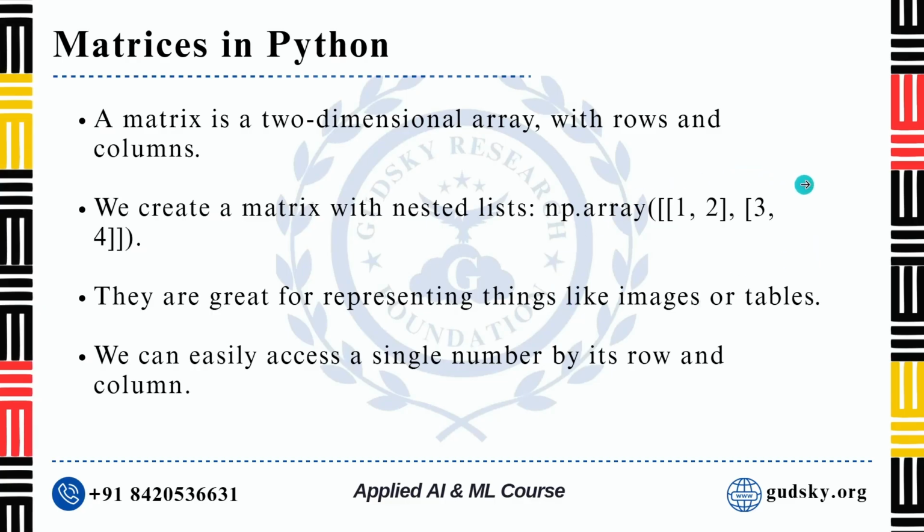Next up, our matrix. A matrix is a two-dimensional array, a grid of numbers with both rows and columns. They are perfect for representing things like images, where each pixel has a color value, or a table of data. To create a matrix in NumPy, we use a nested list inside a NumPy array function. We can then easily access any number in the matrix by telling Python its row and column number, just like finding a cell in a spreadsheet.